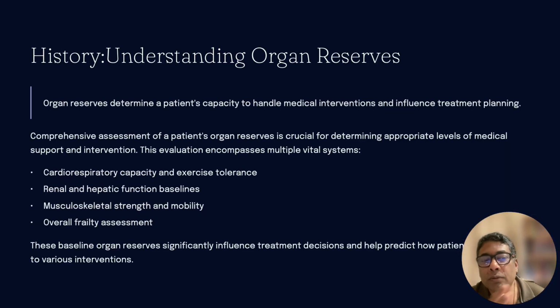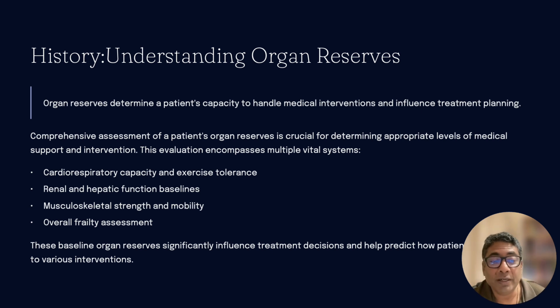Now, let's go into history, understanding organ reserves. Organ reserves determine a patient's capacity to handle medical interventions and influence treatment planning. So what do we usually ask for? Cardiorespiratory capacity and exercise tolerance, something we commonly ask for. Renal and hepatic function baselines, we would go through that. Does the patient have CKD? Has the patient got an AKI on top? History of liver cirrhosis or hepatitis. And don't forget the pancreatico-biliary tree. Often we may stop at just cardiorespiratory reserves, but it's a good idea to think through the whole system.